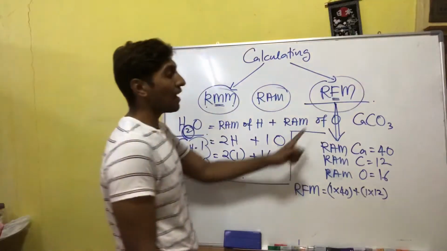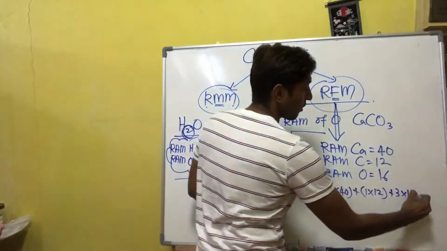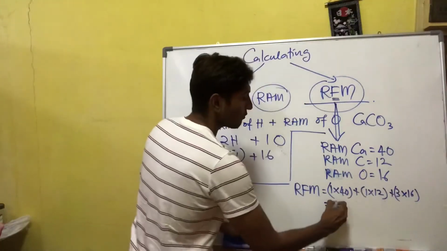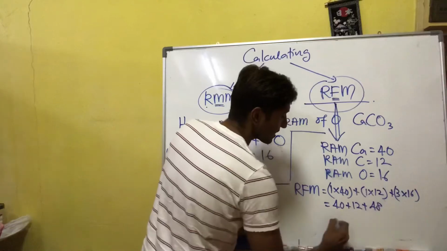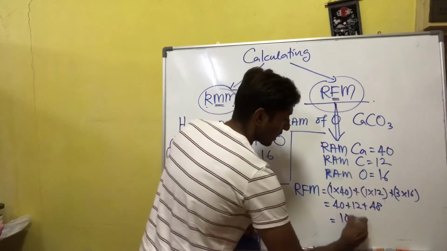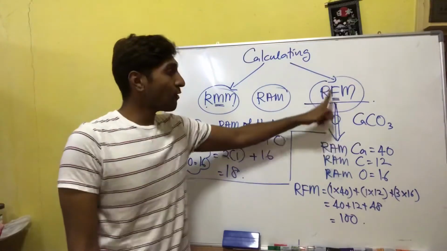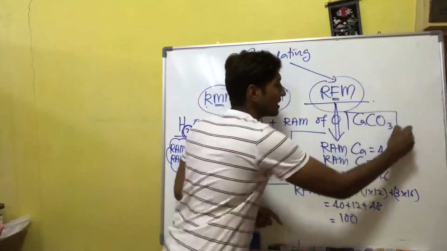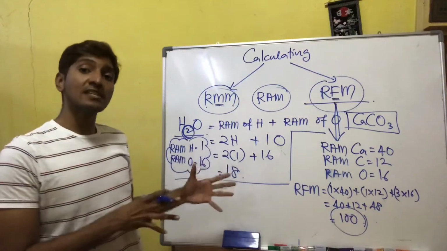right? And how many oxygen do you see? There are 3 oxygen. Therefore 40 plus 12 plus 48, that would give you 100. Therefore, the relative formula mass of calcium carbonate is 100. Okay, so this is how we calculate.